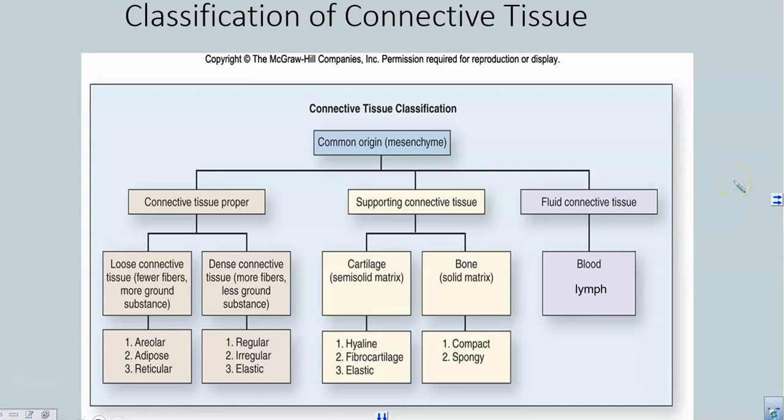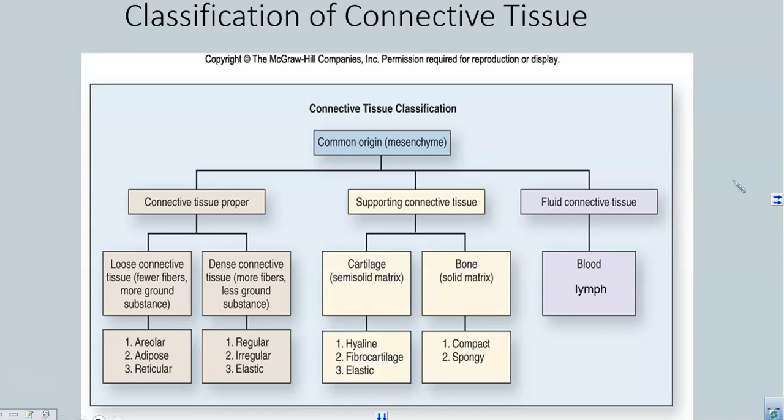So now we come to connective tissue. Connective tissue is almost like a catch-all. If it doesn't belong in the epithelial, so it's not a lining tissue, if it's not to help us move, so it's not a muscle tissue, and it's not a nervous tissue, pretty much everything else gets put in connective tissue.